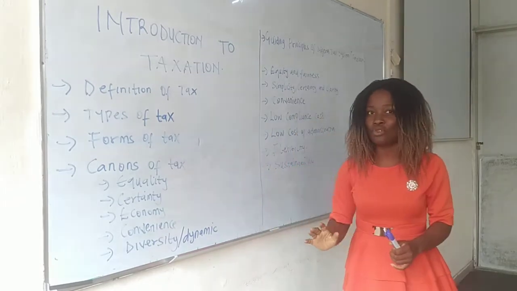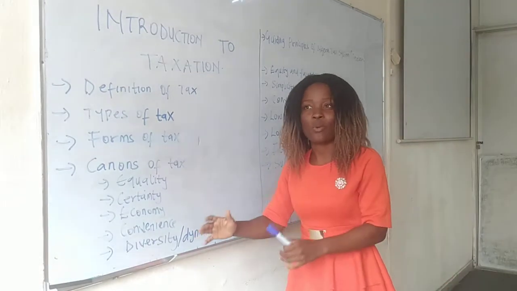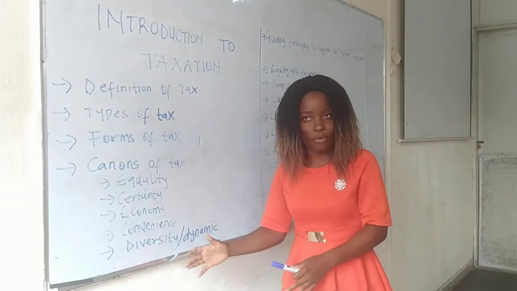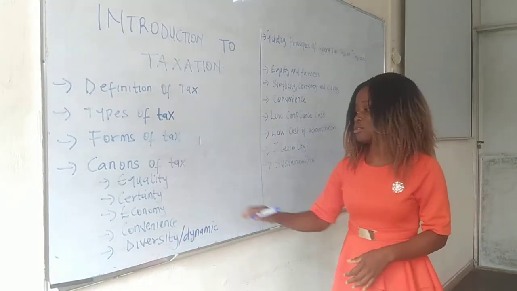There should be no confusion on how much you pay. Companies should know that, okay, we're supposed to pay 30% of our profit for the year. So that's what certainty has to do with.